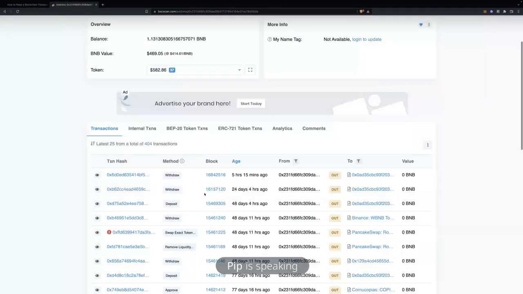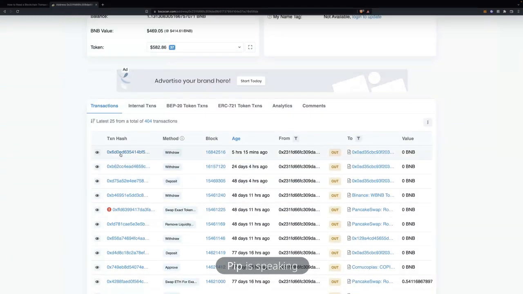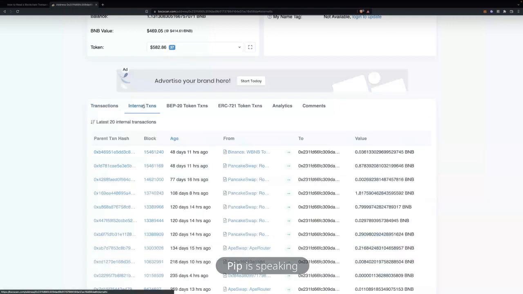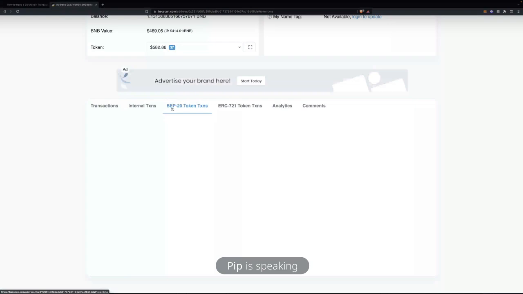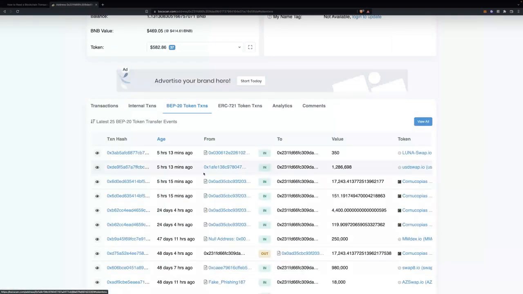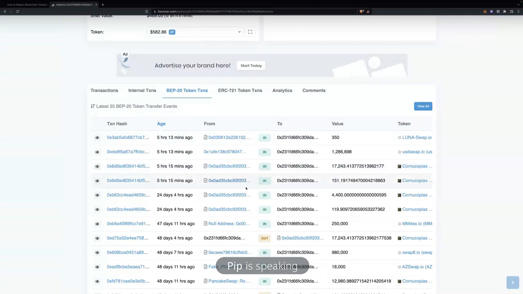Come here, and transactions, internal transactions, cornucopia. There you go. So you can see here BEP20 tokens, 5 hours and 15 minutes ago, received 151 cornucopias, received 17,243 cornucopias. Okay?